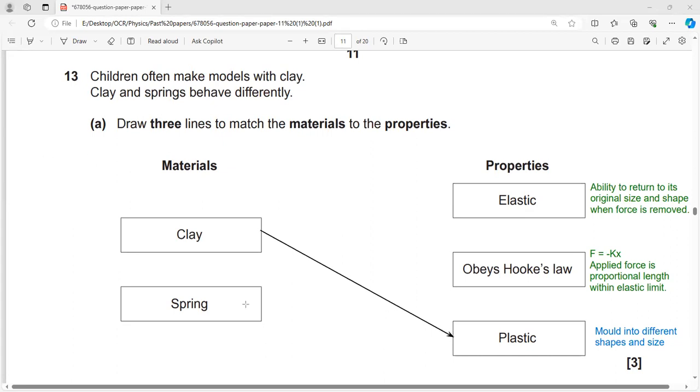The spring follows the behavior of elasticity, that's elastic, and the spring also follows Hooke's law. So within the elastic limit, the spring is following Hooke's law. That will be our correct answer here. I'm going to proceed to the next question.